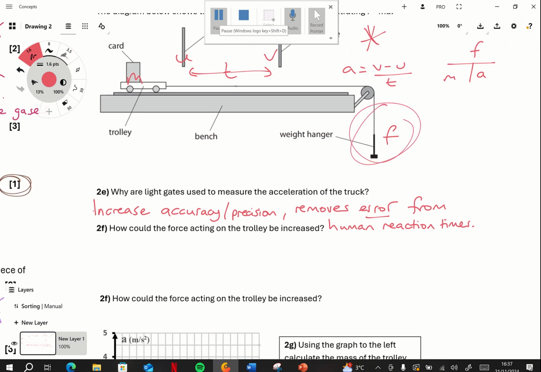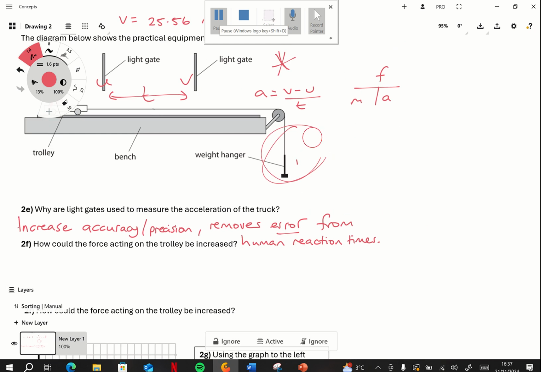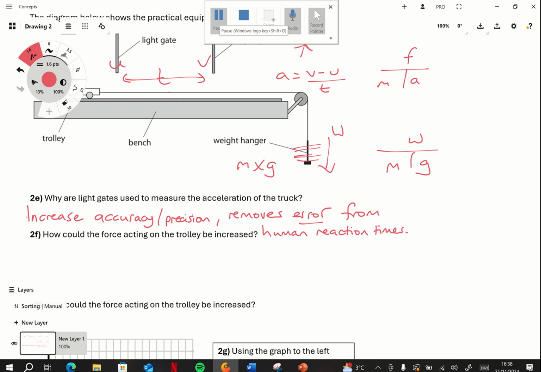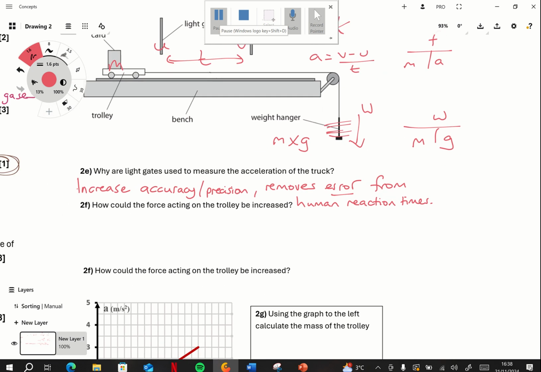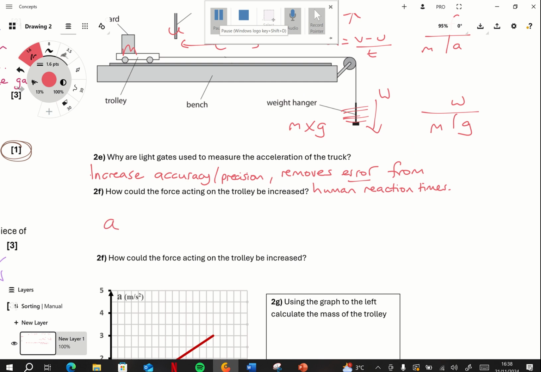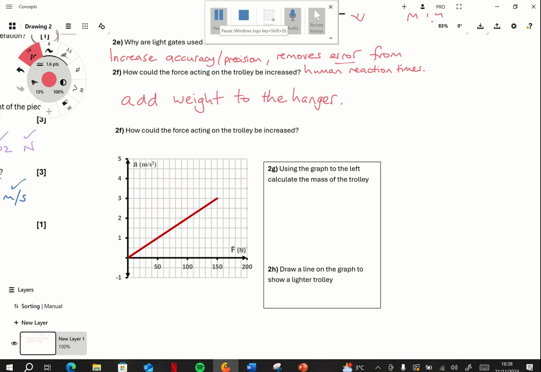It says, how could the force acting on the trolley be increased? Well, there's the force. This is the force over here. Well, clearly I've got a weight hanger. So the best thing to do is to add some weights, well, as we know, using my wrinkly gran. And you can see why they like this so much in the exams. We've got all of these formulas interlinking here. So this force, or the weight, is just the mass times gravity. So I can just say in there, add weight to the hanger, add mass to the hanger, because in this example, they're not going to take marks off you. So how could the force on the trolley be increased? Add weight to the hanger.